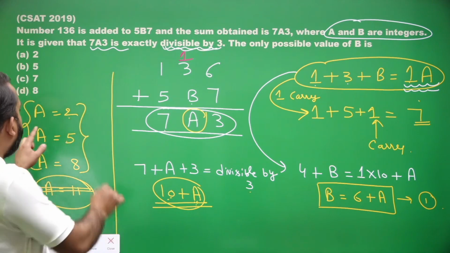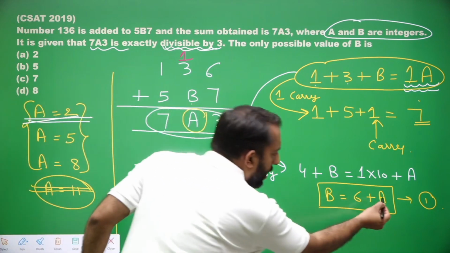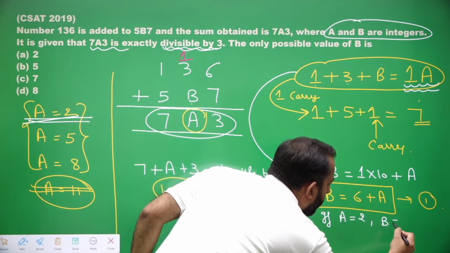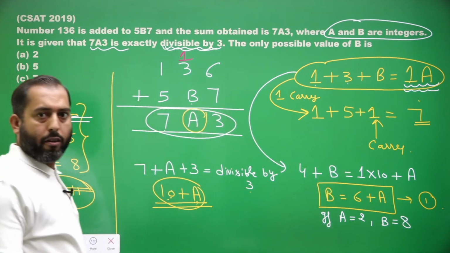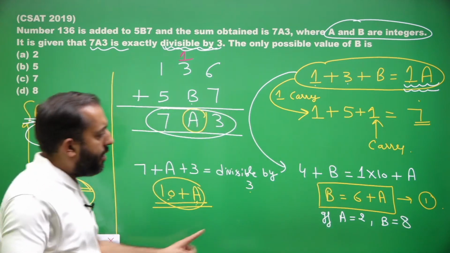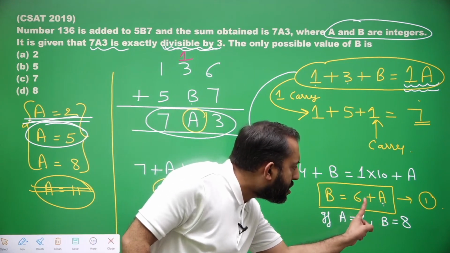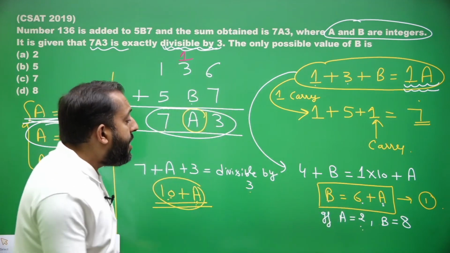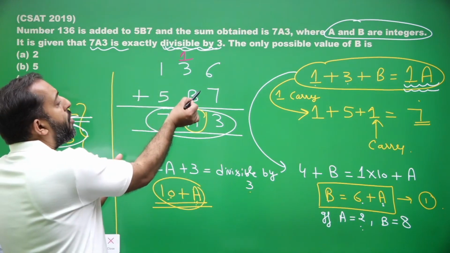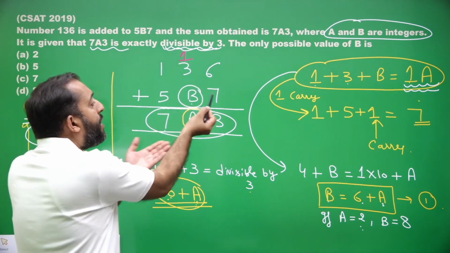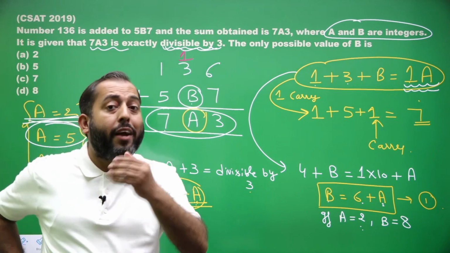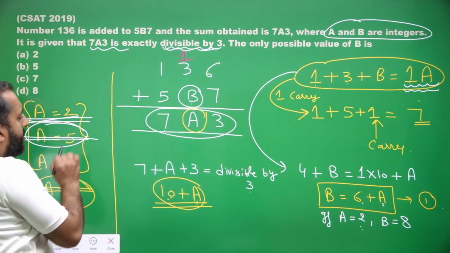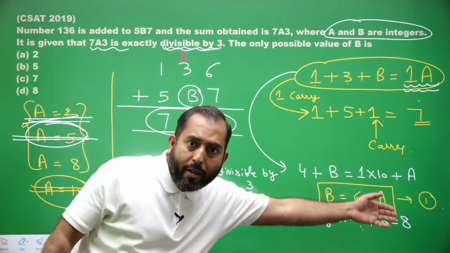Just assume that a is 2. If a is 2, then b will be 8. Now if a is 5, so 6 plus 5 is 11, b is going to be 11. Now b cannot be 11, because b is the tens place of 5b7, and the tens place of any number cannot be more than 9. So a equal to 5 is cancelled out, because it gives b equal to 11.